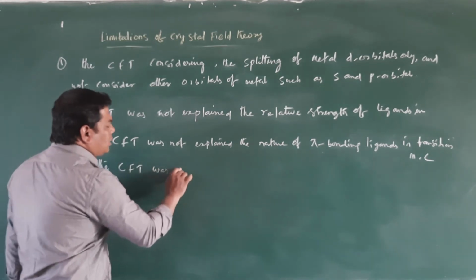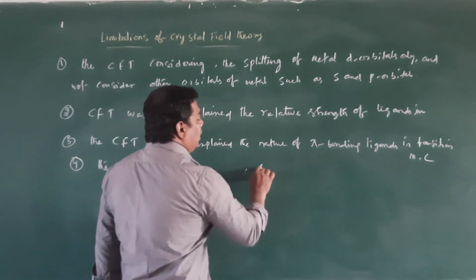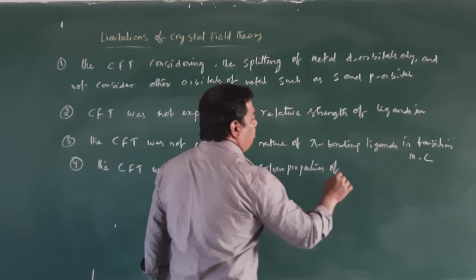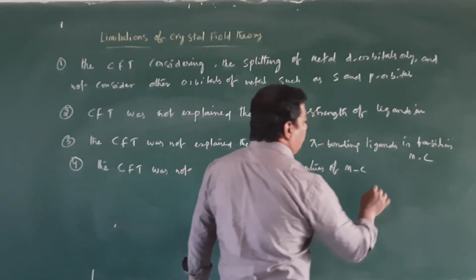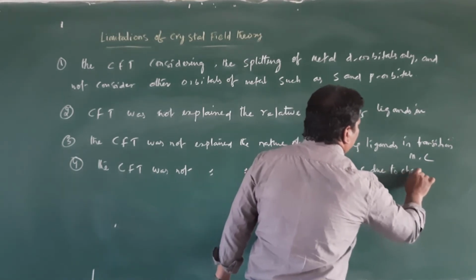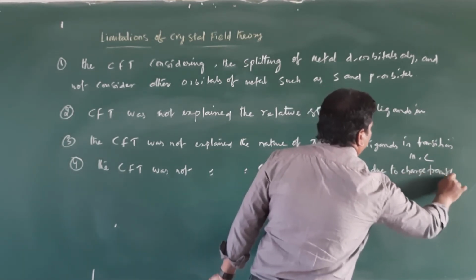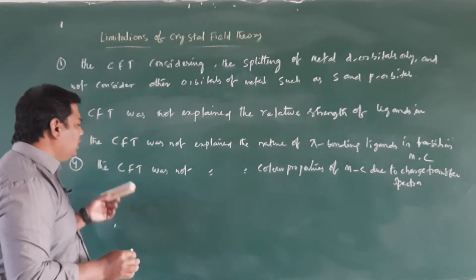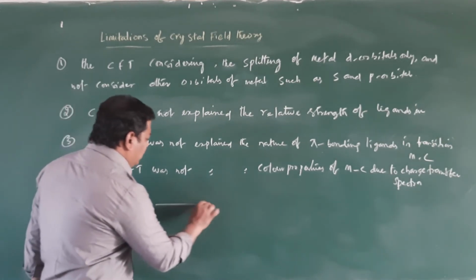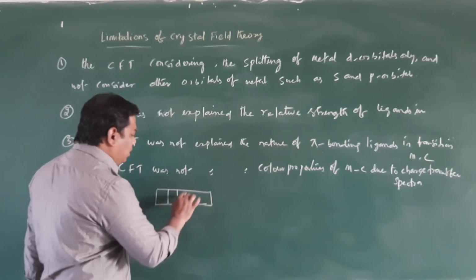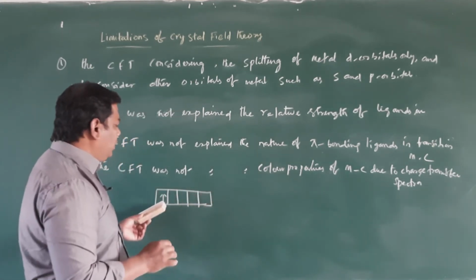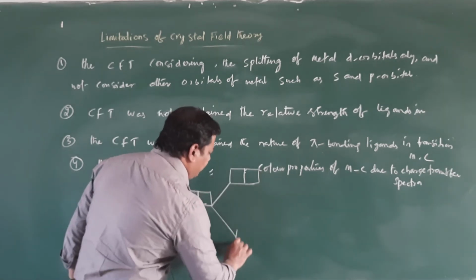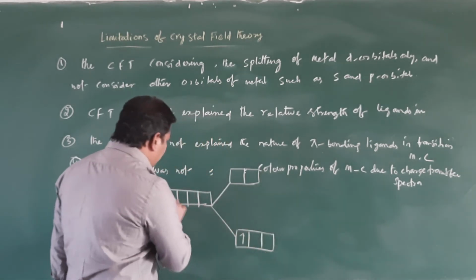The crystal field theory did not explain the color properties of metal complexes due to charge transfer spectra. Here you can see the metal d orbitals, for example with one electron in the d orbital. When the ligands approach the metal atom, the crystal field splits the d orbitals into different energy levels, like here. So this one electron is placed here.